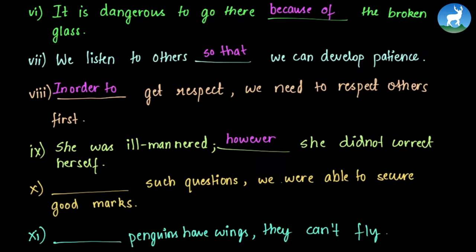Again, we have one more sentence where we can use the contrast connective. Such questions, we were able to secure good marks. So we know that the question is trying to say that the questions were tough. So we can say, despite such questions, we were able to secure good marks. And finally, penguins have wings, they can't fly. Again, this is another contrast statement we have. So we can say, although penguins have wings, they can't fly.